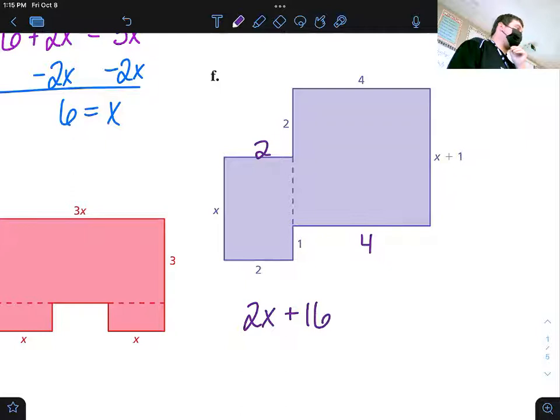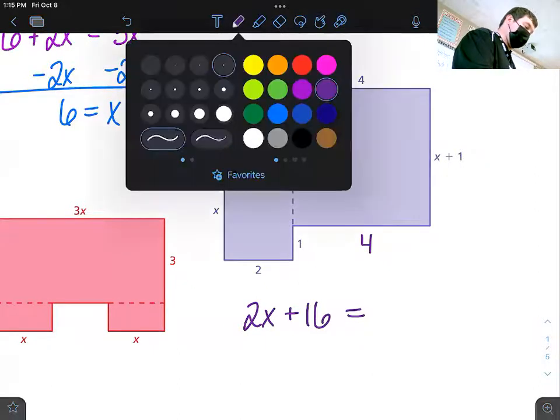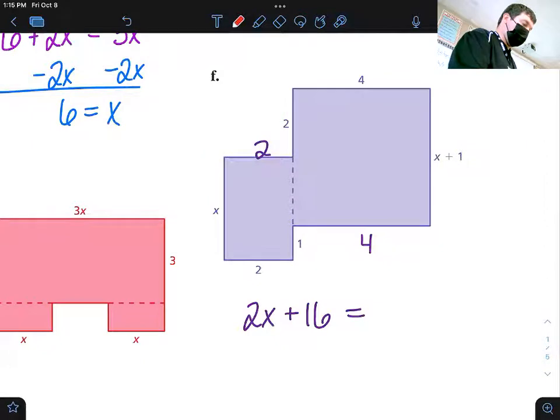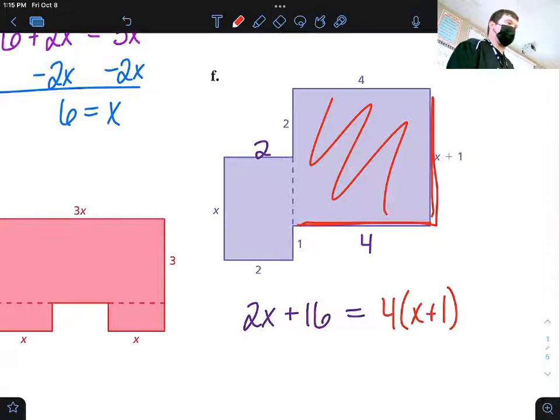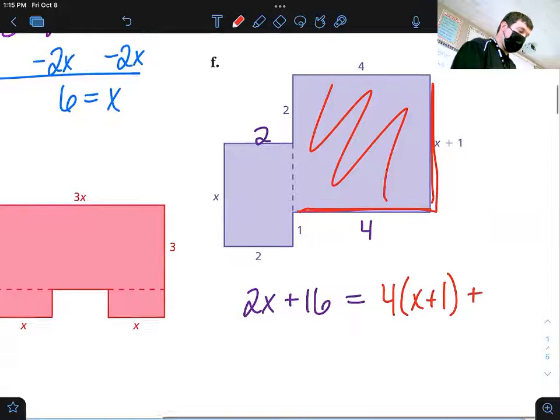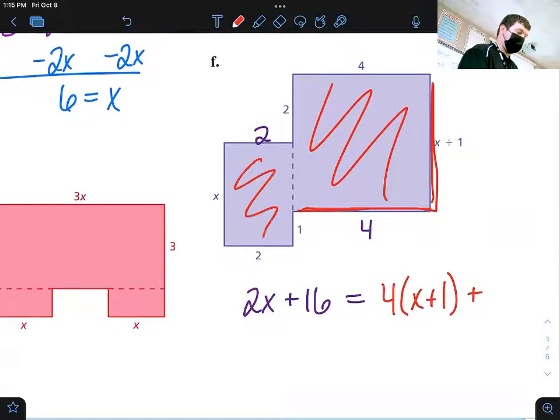We've added up all the sides. On the other side of the equal sign, that expression is going to represent the area. And so what I'd do for area is I would split it into 2 parts. I would start with the area of this shape. There's my length. There's my width. So 4 parentheses x plus 1, because we're just going to times 4 and x plus 1 together. Plus, I also have to find the area of this shape. And so it looks like the length is 2 and the width is x. 2 times x, 2x.